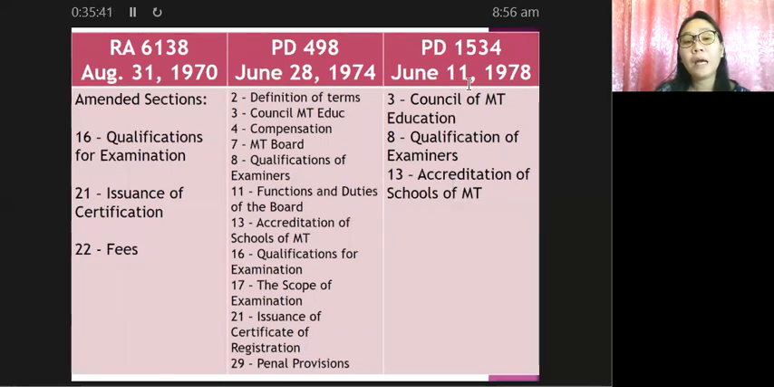For the last amendment, we have Presidential Decree 1534. It amended the following sections: 3, 8, and 13. These are the Council of Medical Technology Education, qualifications of examiners, and accreditation of schools of medical technology, respectively.